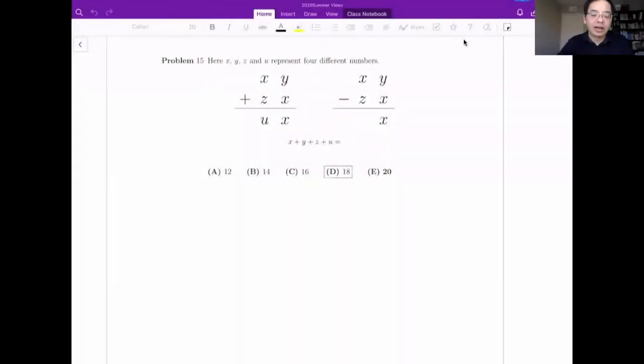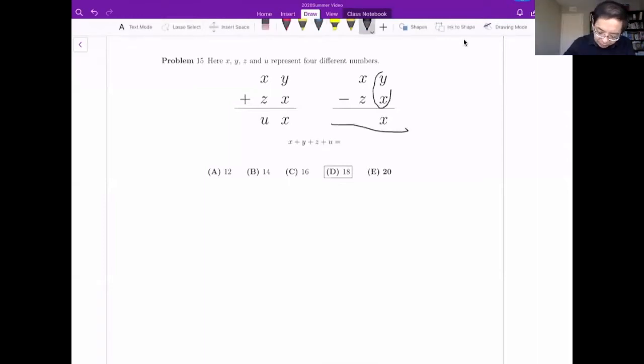All right, now let's look at problem number 15. Okay, so problem number 15 is a number puzzle. So let's start from the one on the right-hand side. Let's focus on the unit digits.